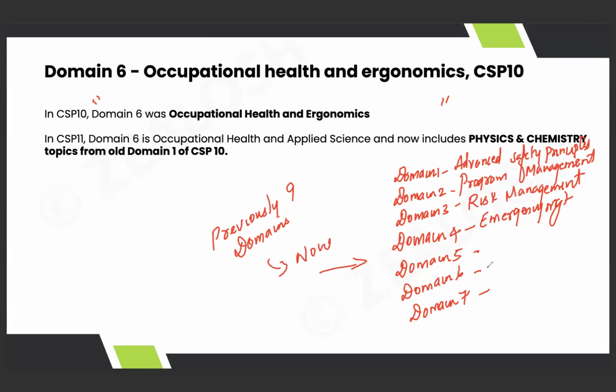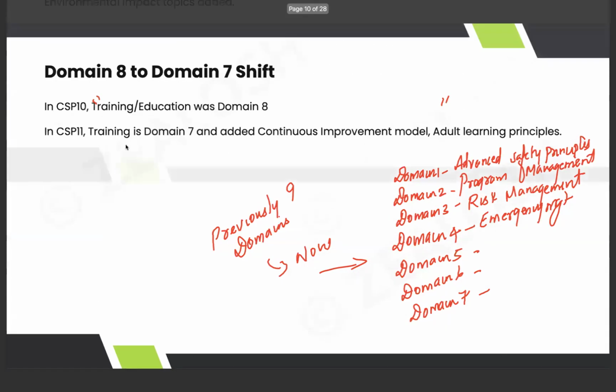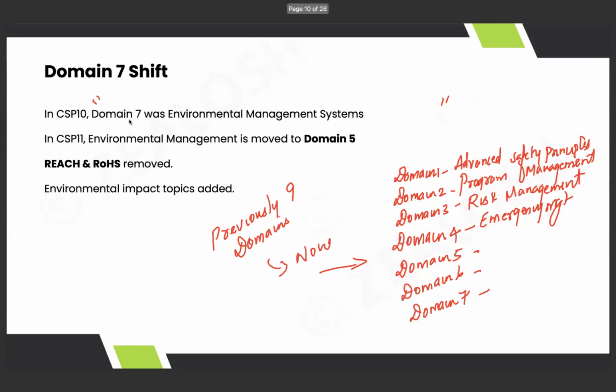So, what is domain 5? I have not shown you, right? Previously, domain 7 was environment management system. Now it has been shifted to domain 5. So, domain 5 is what? Tell me, put it in the chat. Domain 5 is environment management. CSP 10 is the previous blueprint, CSP 11 is the new blueprint. Now it is environment management.